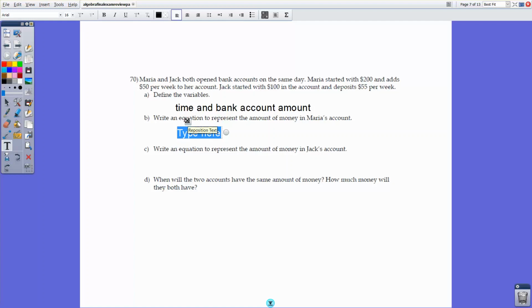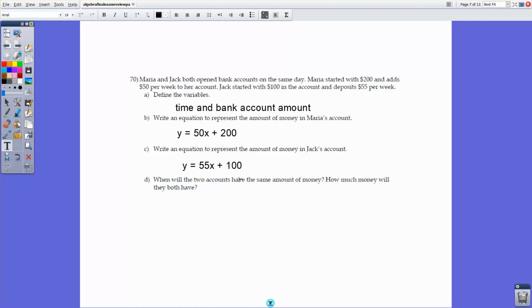So in this case, the equation to get the money in Maria's account would equal, well, since she started with $200 and adds 50 per week, that's going to be 50x plus 200. Okay, sorry, let me move that out of the way. So $50 per week, $200 to start with, right? For Jack's account, it's basically $55 per week plus $100 to start.